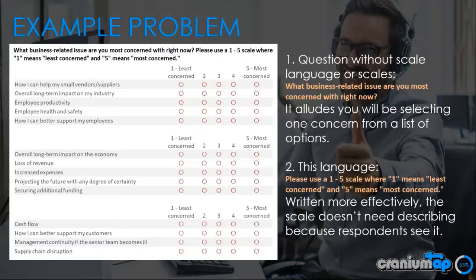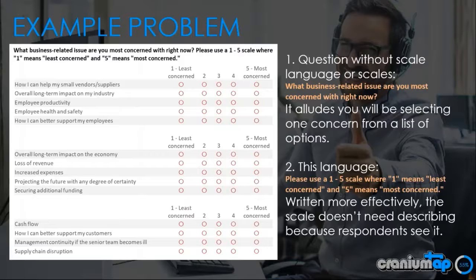Here's a question: what business-related issue are you most concerned with right now? Please use a 1 to 5 scale where 1 means least concerned and 5 means most concerned. If you have a scale question, you're going to want to look at the question without the scale itself. So the question is, what business-related issue are you most concerned with right now? That alludes to the idea that this question is going to be a list, and I'm going to pick one or maybe a few things that are the most.